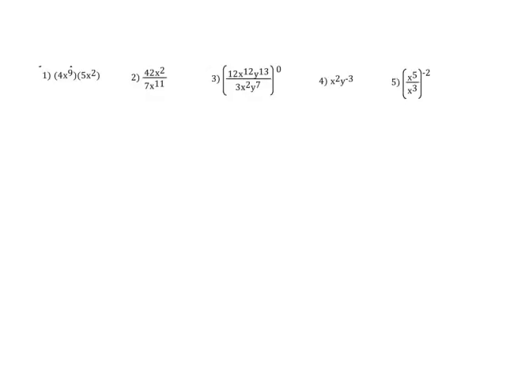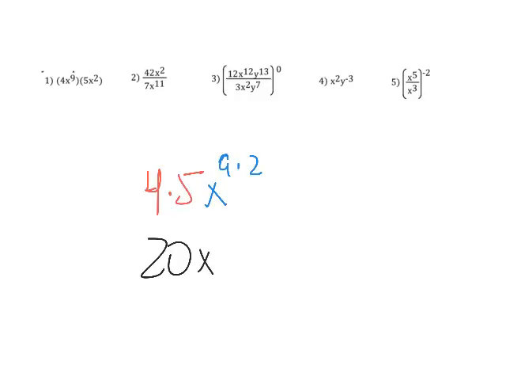So if we are looking at number 1, the nice thing about number 1 is you're just multiplying things. So you are just going to do a 4 times a 5, I apologize, 4 times 5. And then you're going to have x to the 9th times x squared. And remember, when you are multiplying bases, you are adding those exponents. So your final answer is just going to be 4 times 5 is 20, and then x to the 11th. Okay? So that is that one.